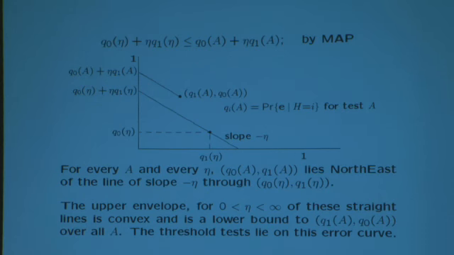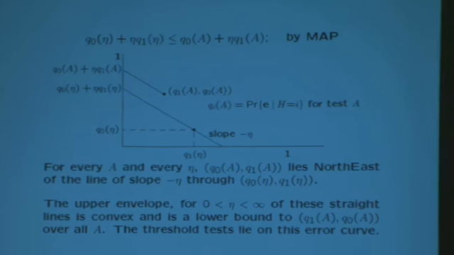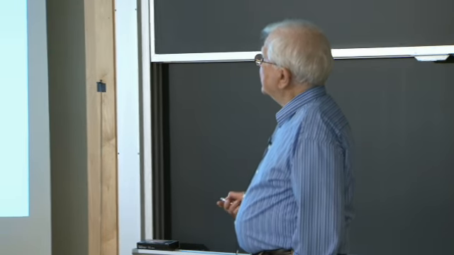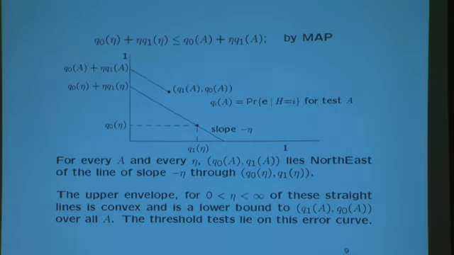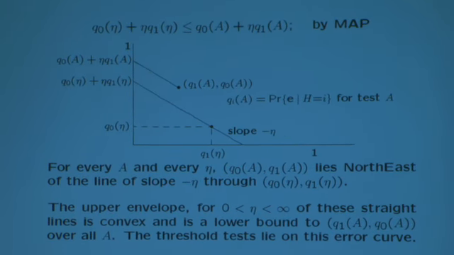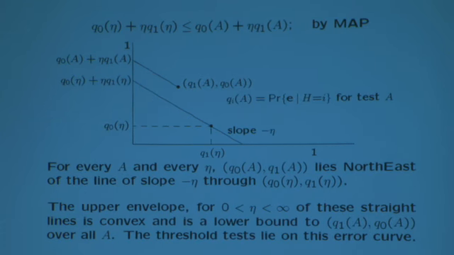So what have we shown here? We've shown that for every test A you can imagine, when you draw that test on this two-dimensional plot of error probability given H equals 1 versus error probability given H equals 0, every test in the world lies northeast of this line here.